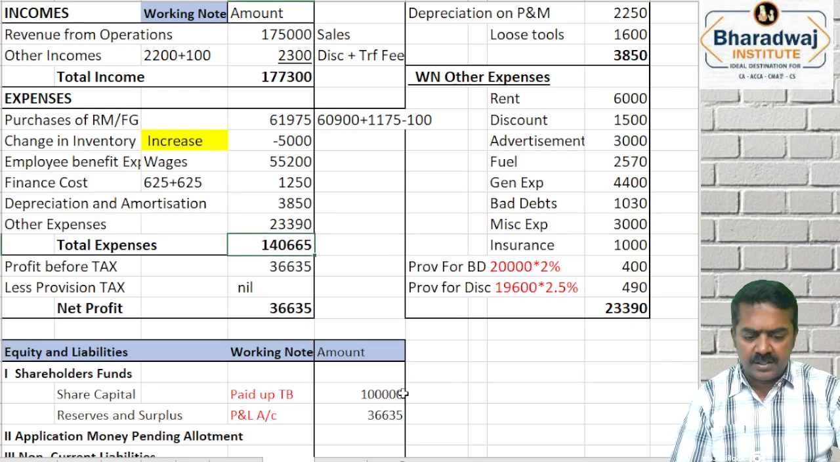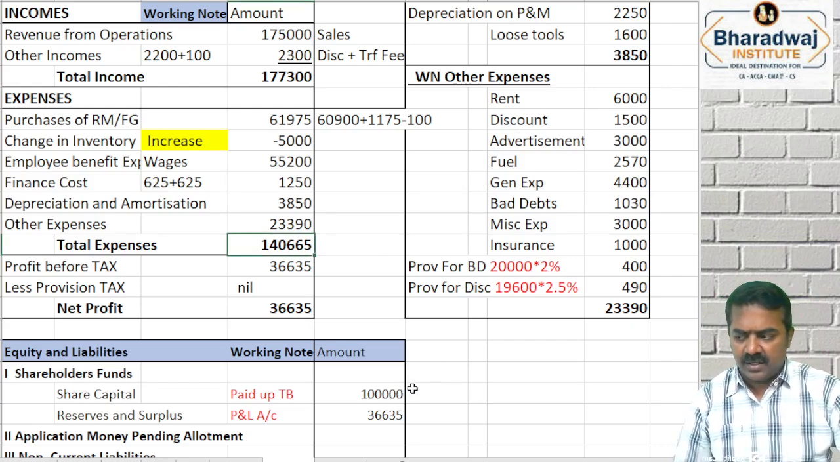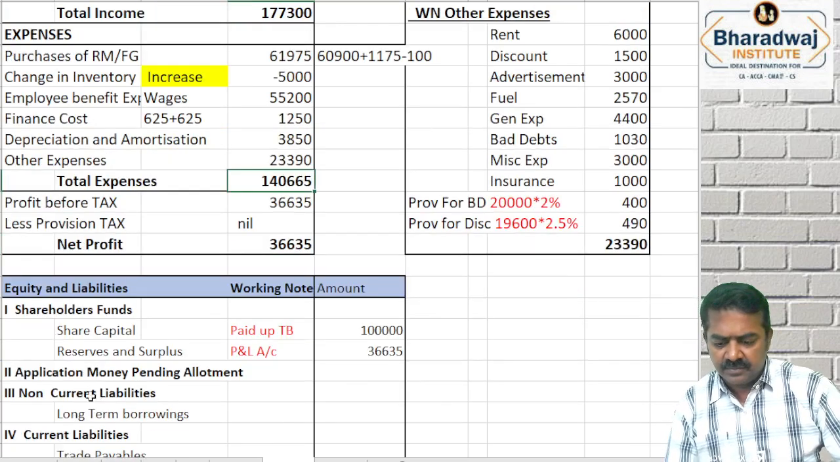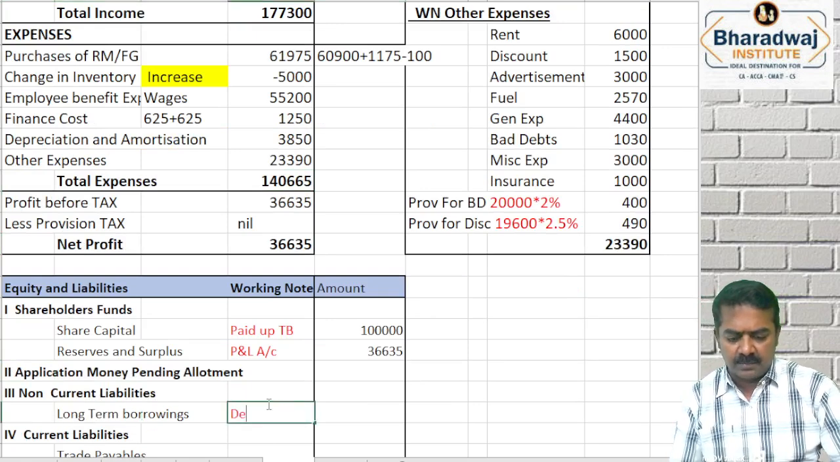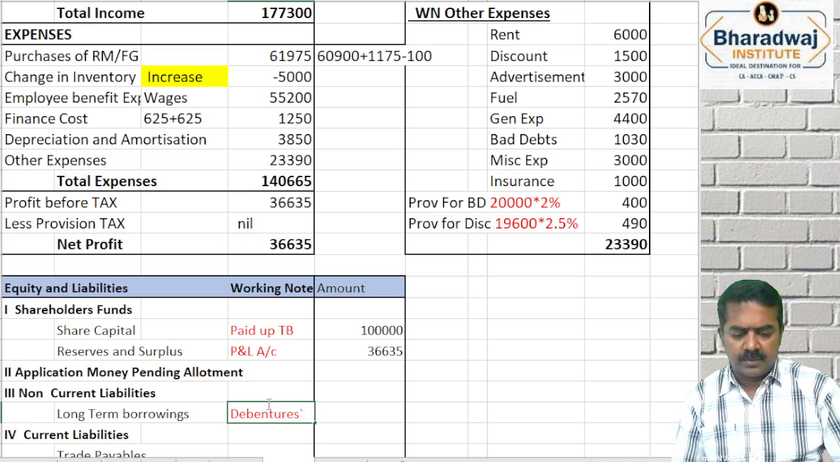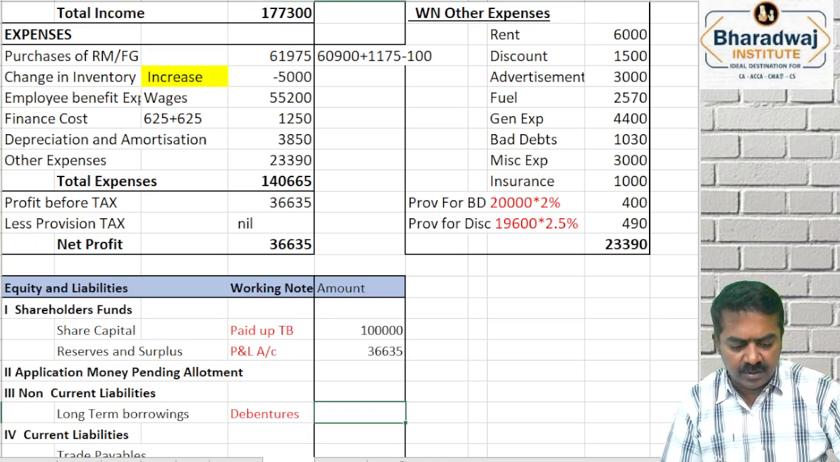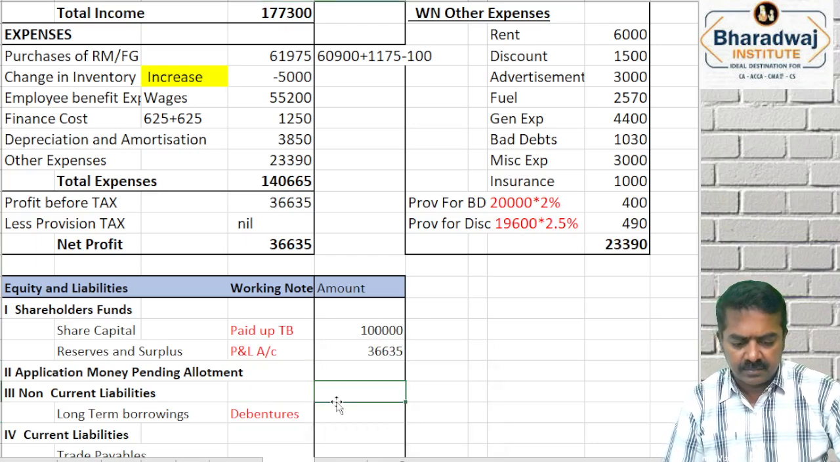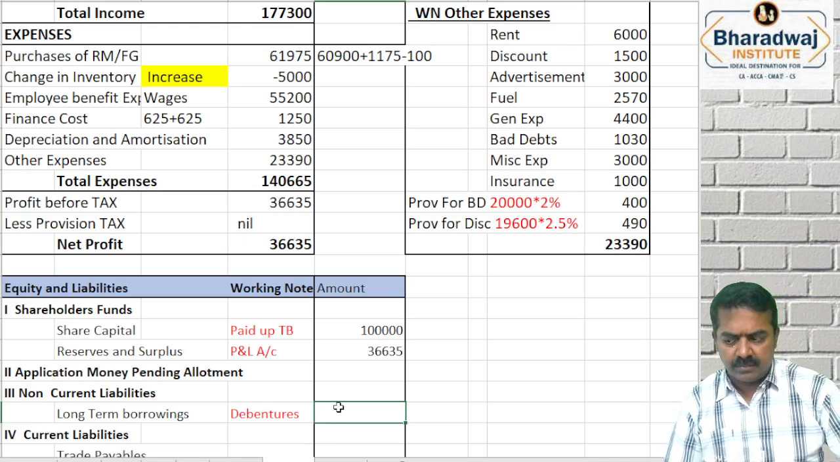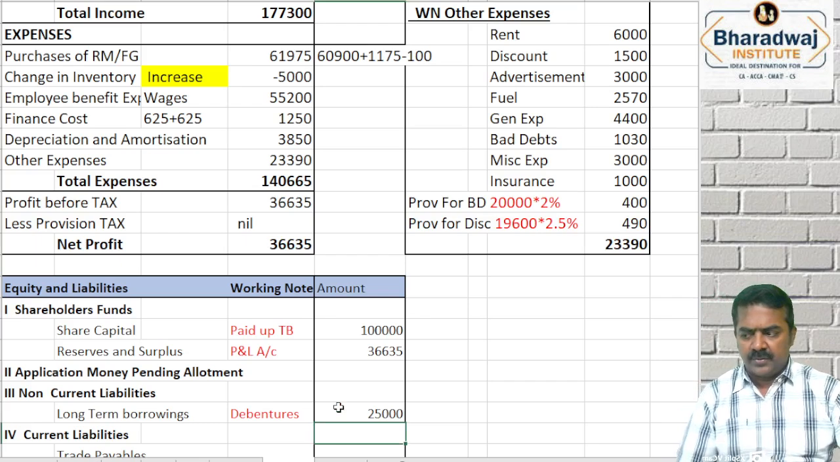We'll move to the balance sheet. Equity and liabilities are done. Application money pending allotment is not there. Long-term borrowing and the debentures will come. How much debentures? Please look, how much is there? 25,000 will come.